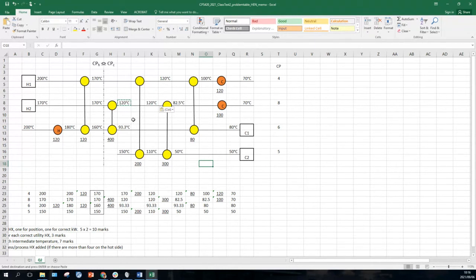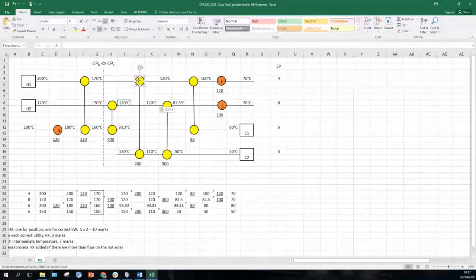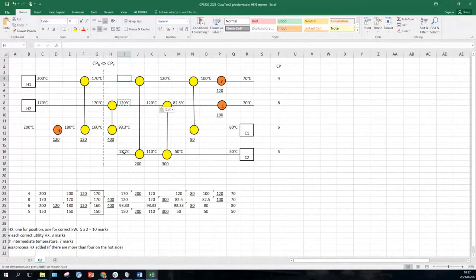So every time you put in a heat exchanger, check both sides. There, 160, 170, this one, 120, 93. Okay, tick. And when you check, you don't just subtract the two. You have to make sure that the hot temperature is hotter than the cold temperature. Now you go on to the next one. 170 degrees, 150 degrees, that's fine. You go on this side, 110 degrees, 120 degrees C, that's fine.